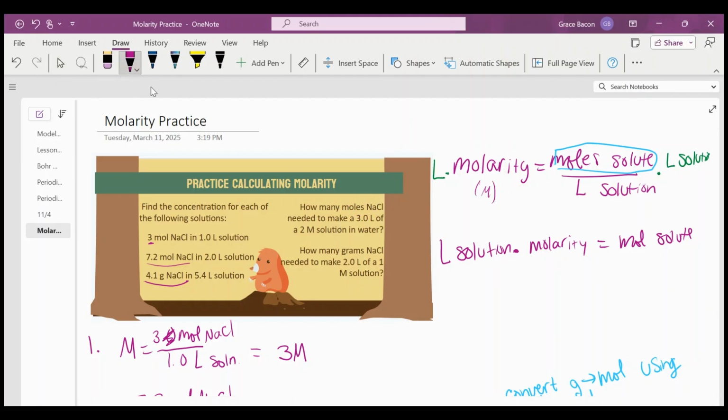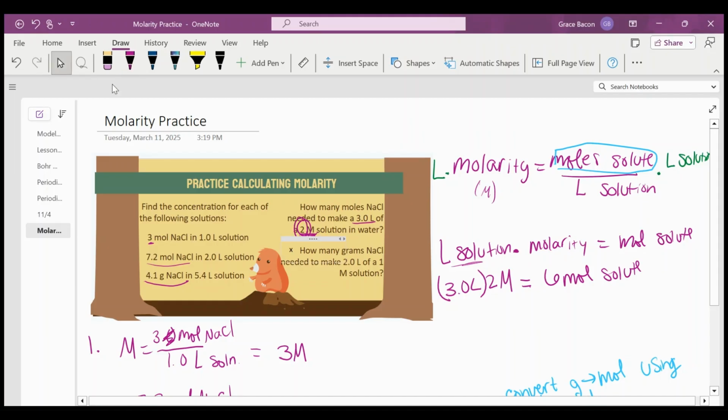I can plug in for number 4 here, my 3 liters, that's the amount of solution I want. So that's going to go here, times the molarity I want, which is 2 molar. And this is going to be equal to my moles of solute. So I'm just doing 3 times 2, and I'm going to get 6 moles. And this only gets 1 sig fig because I only had 1 sig fig on my 2 here. So again, I just rearranged my equation to isolate the variable it's asking me for, and then I plugged everything in.